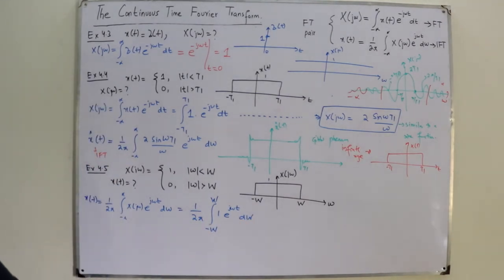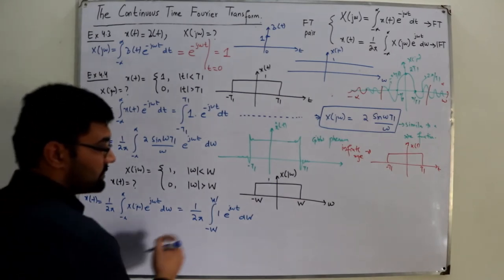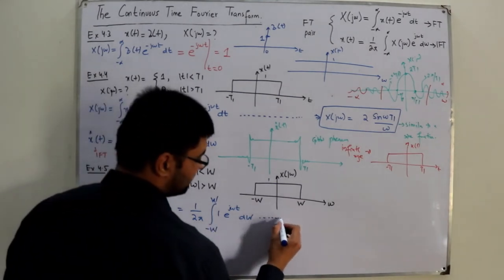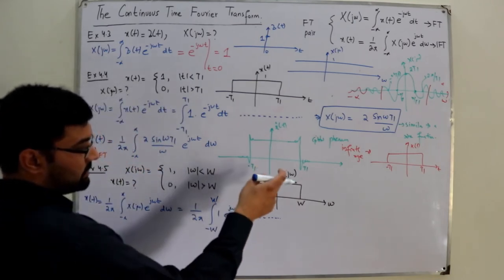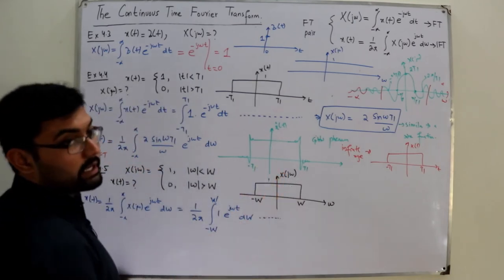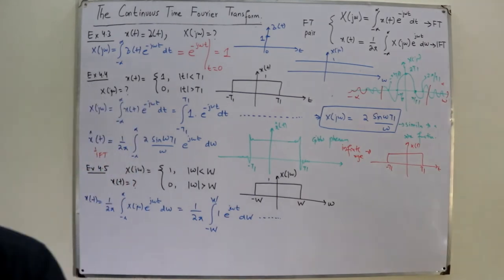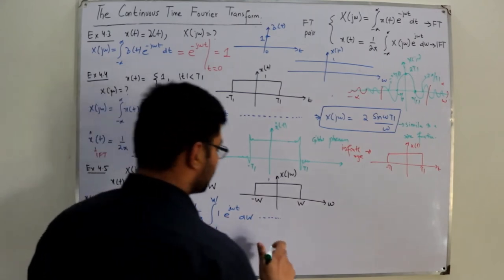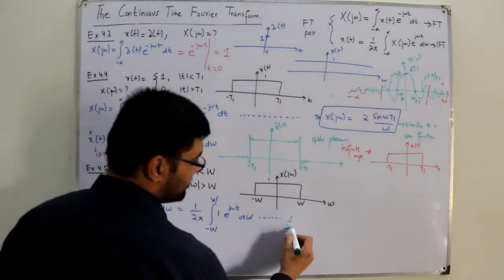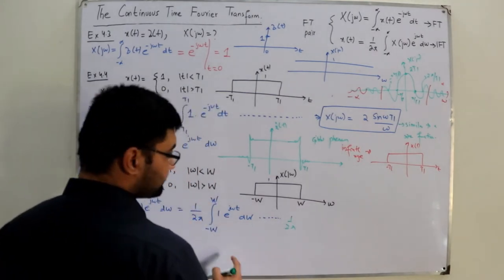Now what do you have? Again, you have sine of omega t by pi t. You solve it yourself. It's simple. Let me give it a try with the green pen. If I could not solve it, I would cut this part. Anyways, 1 upon 2 pi is this thing, right?